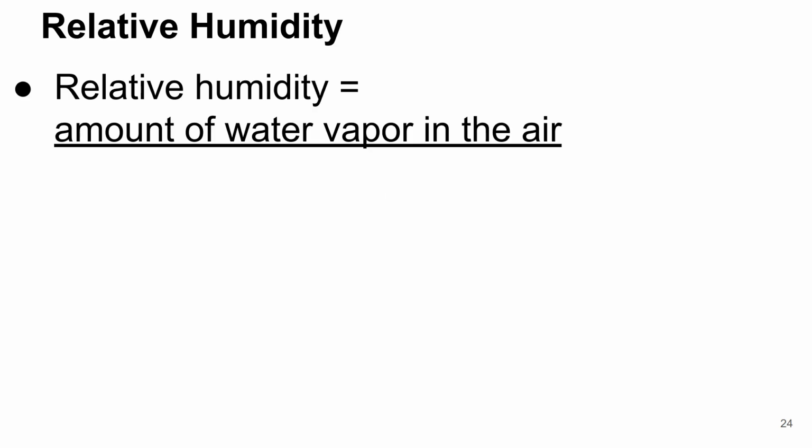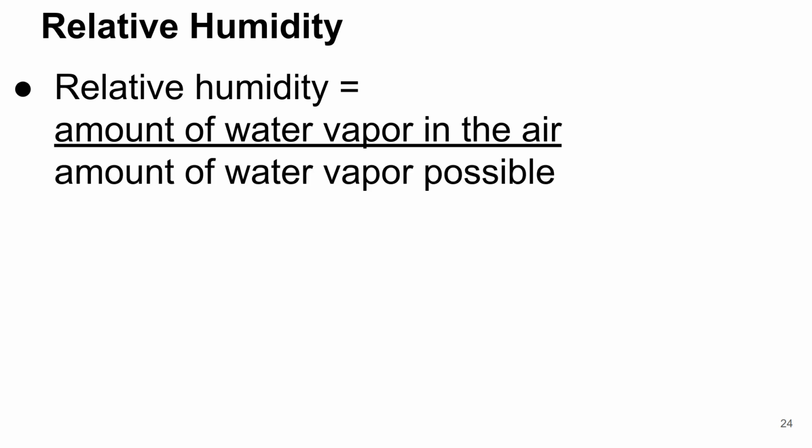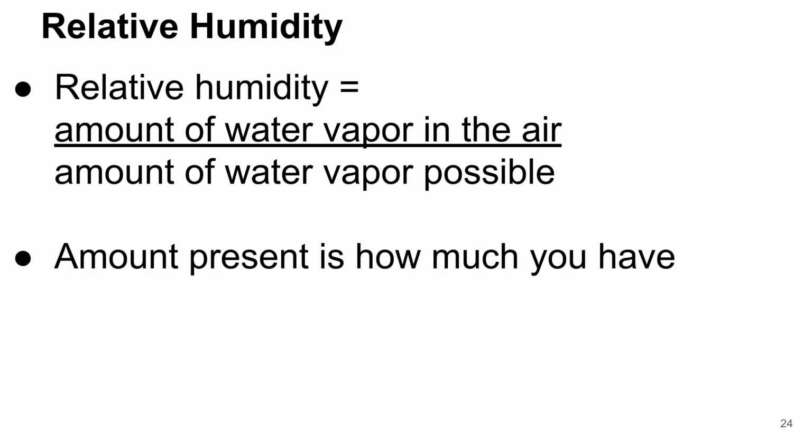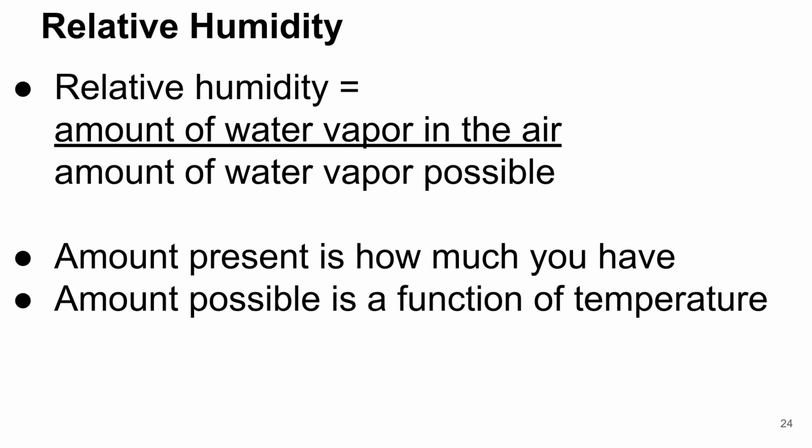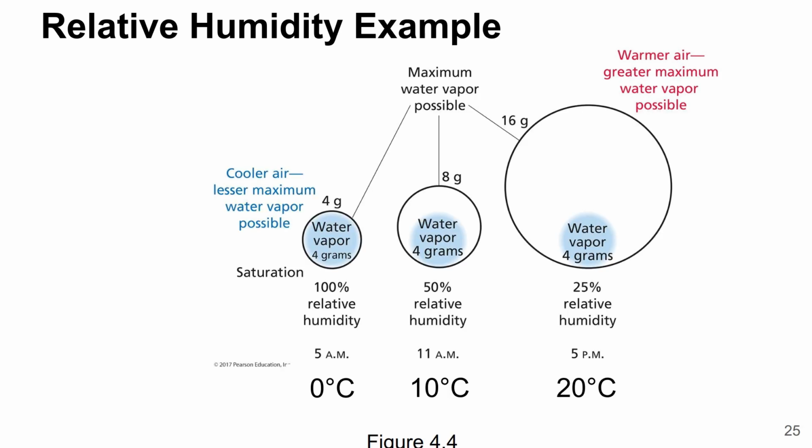Relative humidity tells you how much humidity you have compared to how much you could have. So the formula is the amount of water vapor present, which is the specific humidity, divided by the amount possible, which is the maximum specific humidity. The amount present is how much you have. The amount possible is a function of temperature. It's just the max specific humidity off the table.